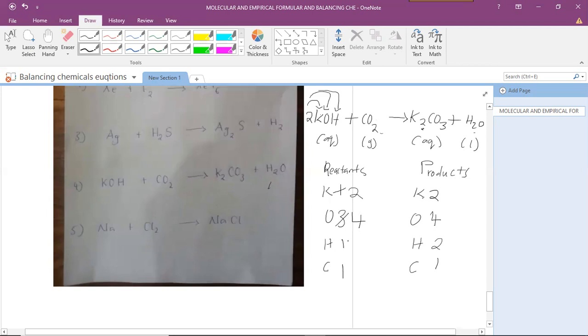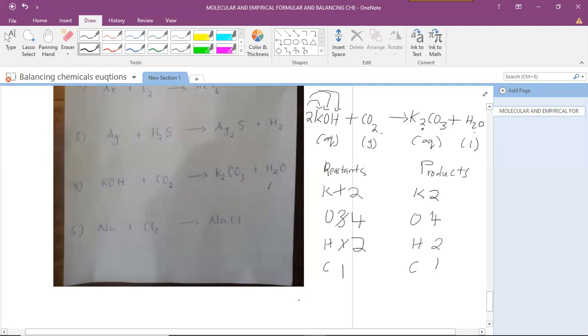Then how many hydrogens do we have? We don't have 1 hydrogen anymore. We have got 2 hydrogens, right? Remember this coefficient there, it expands the whole compound. So we now have 2 hydrogens. How many carbons do we have? We still have 1. So 2, 2, 4, 4, 2, 2, 1, 1. As easy as that, it's balanced.